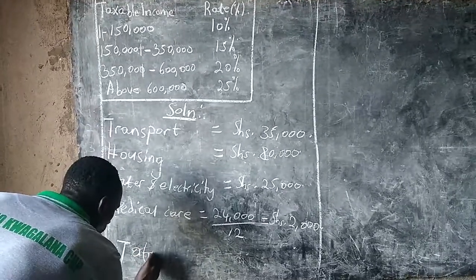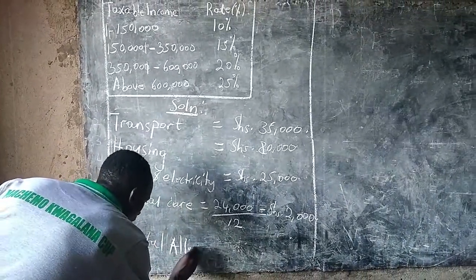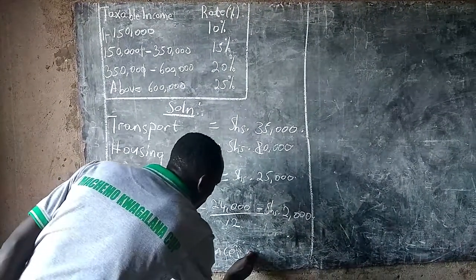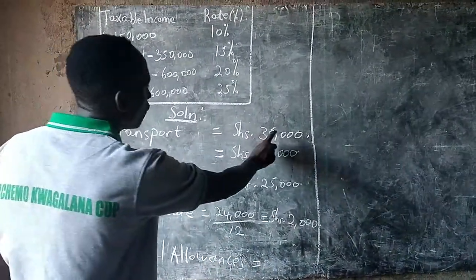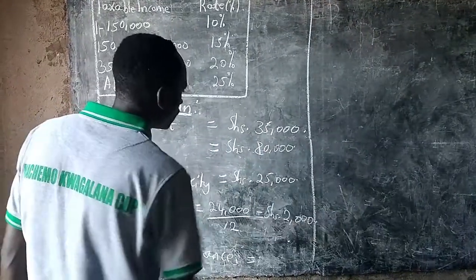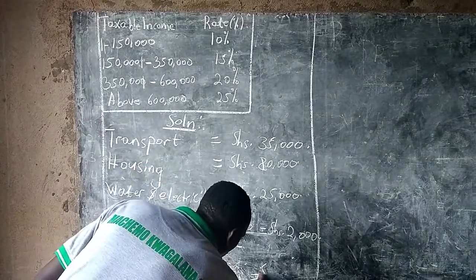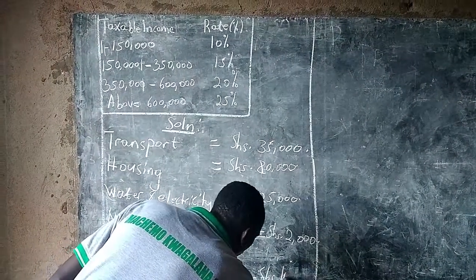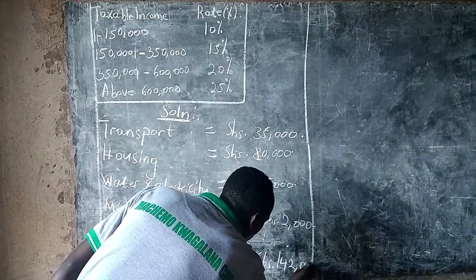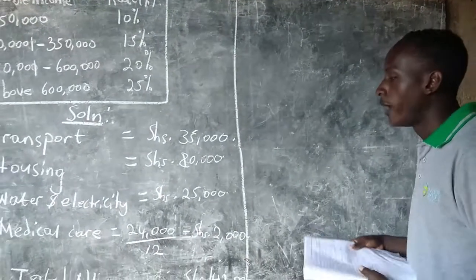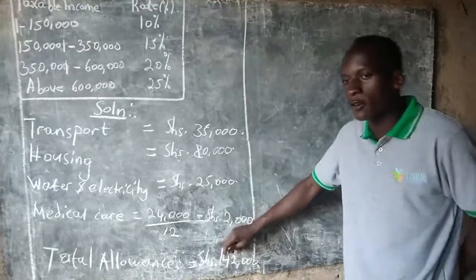So the total allowances, it will simply be a summation of this, and that. So if we add, I think we are getting shillings 142,000. Now, these are our total allowances.